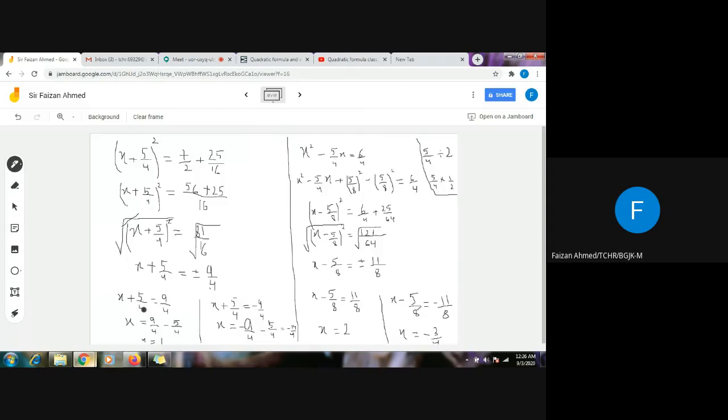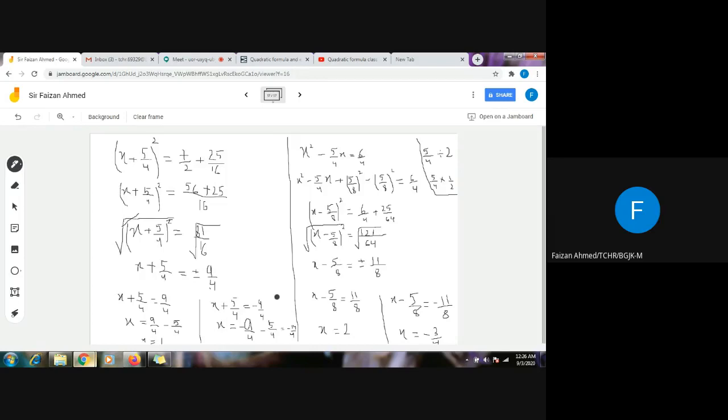So I will shift this 5/4 on the other side. It will be subtracted. 4 will be the LCM, and 9 minus 5 is also 4. So 4/4 is 1. The first value of x is 1. And in the second case, this positive will go on the other side, it will be negative. Again, the LCM is 4, and minus 9 and minus 5 is minus 14. You can also reduce it since both of them are even numbers. So your final answer will be minus 7/2.